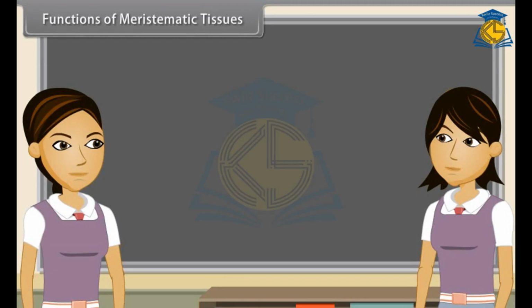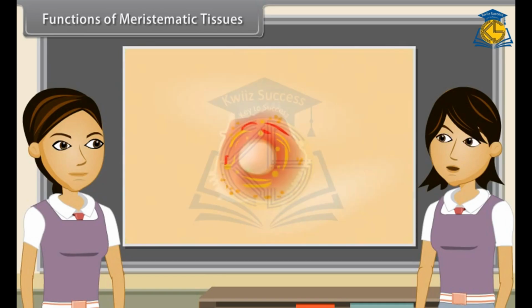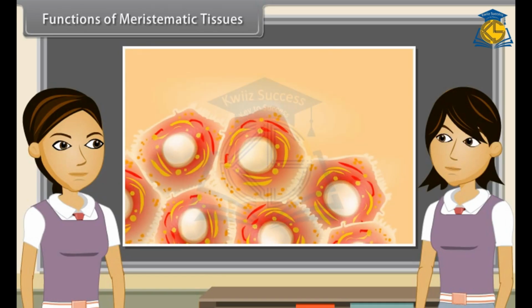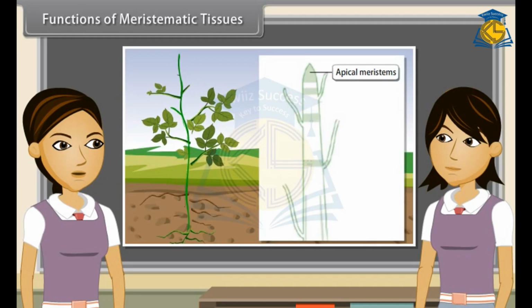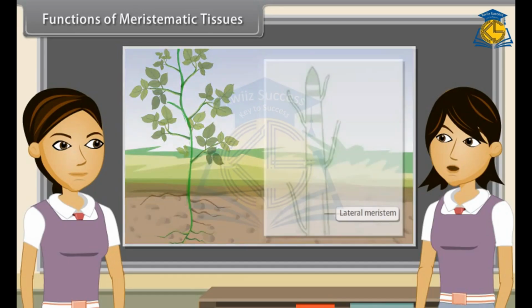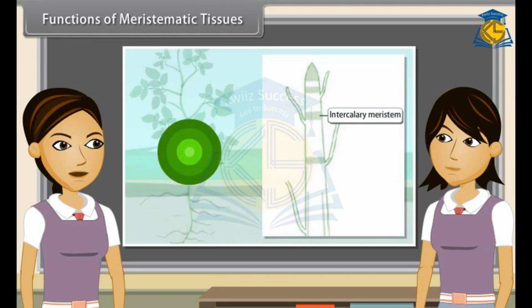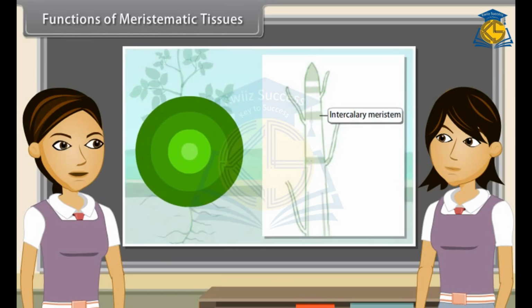Functions of meristematic tissues. The main function of meristematic tissue is formation of new cells continuously. Apical meristem increases the height of the plant due to elongation of the root and stem. It is also called primary growth. Lateral meristem increases diameter of the plant. It is also called secondary growth. Intercalary meristem increases the length of organ.